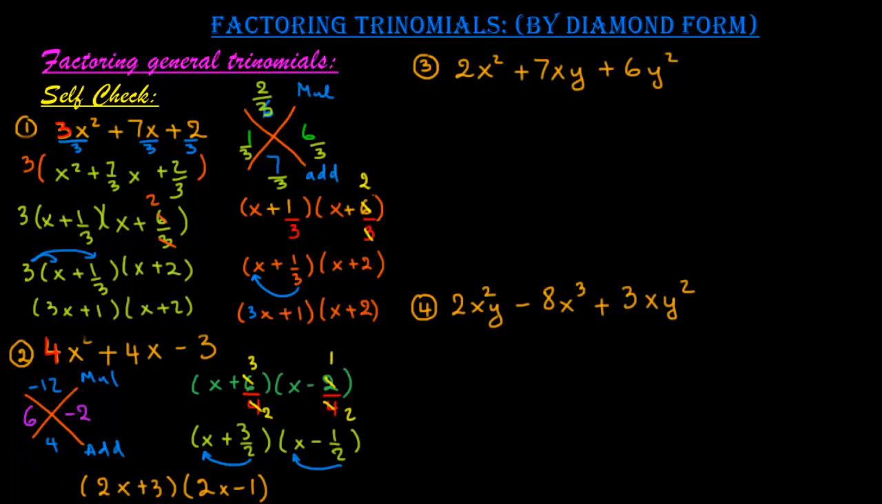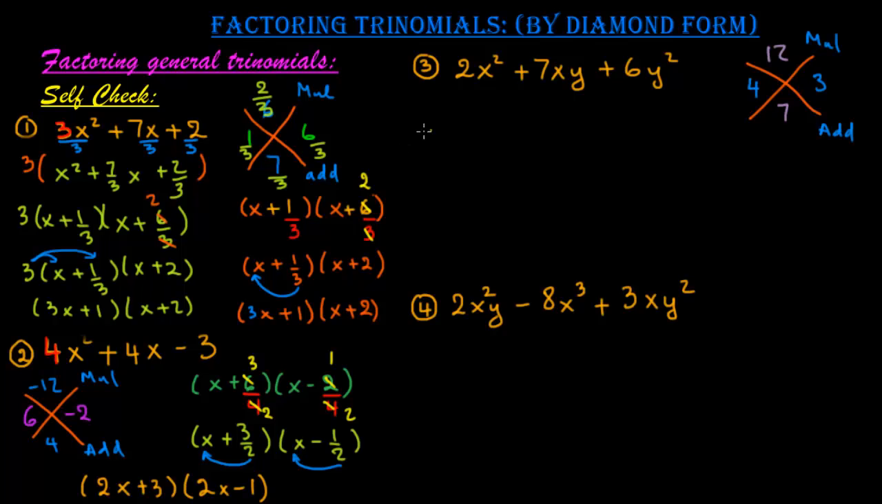Alright, and the next problem, we also do the diamond form. So 2 times 6 gives me 12, and 7 in the bottom. So the pair which works on this one should be 4 and 3. Okay, 4 multiplied by 3 gives me 12, and 4 added to 3 gives me 7. So that's the right pair.